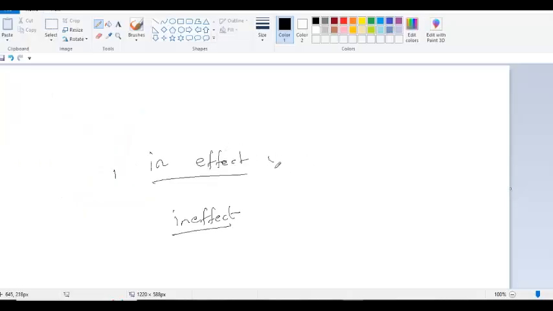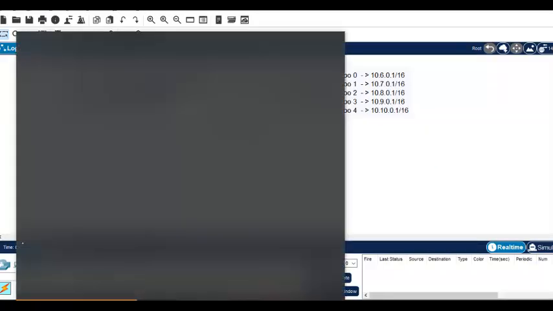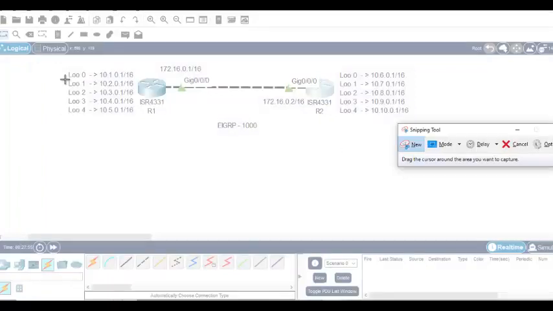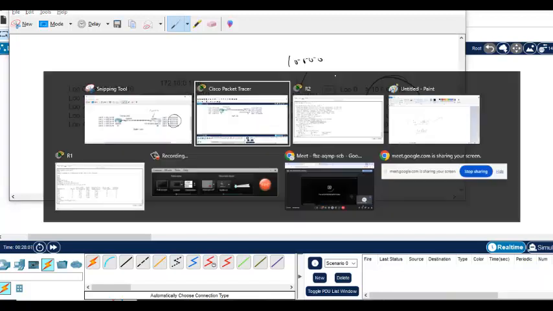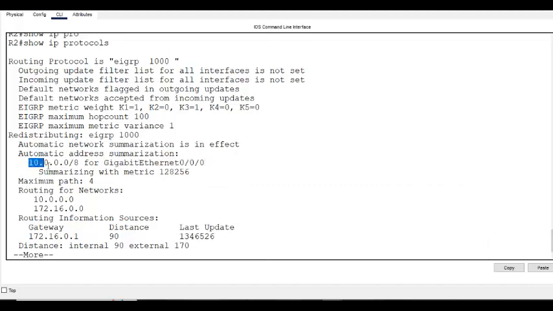What it does, it summarizes like this and sends the update on this interface, meaning it is taking all this network and on this interface it is summarizing like this. That is what I told you. On this interface of router 2, this is what it sent. So this is older version. By default, it is doing what? Summarization. Likewise, all this will be summarized and sent like this.